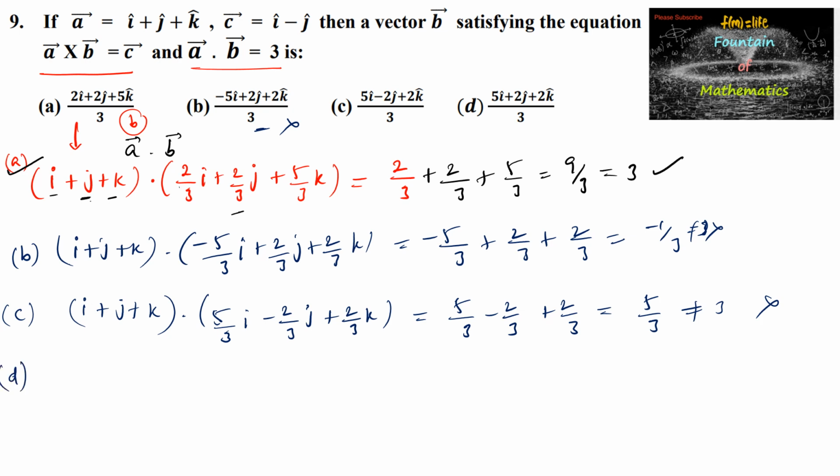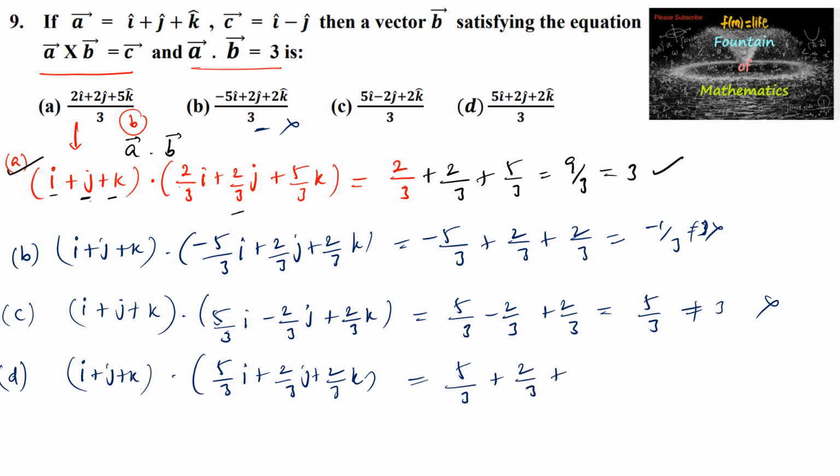So let us go with the fourth option. i plus j plus k dot product with 5 by 3 of i plus 2 by 3 of j plus 2 by 3 of k, which is option D here. So multiplying, 1 times 5 by 3 is 5 by 3, plus 1 times 2 by 3 is 2 by 3, again 1 times 2 by 3 is 2 by 3. So 5 by 3 plus 2 by 3 plus 2 by 3, that is 9 upon 3, which is equal to 3. So the fourth option is also satisfying. So here two options are satisfied.